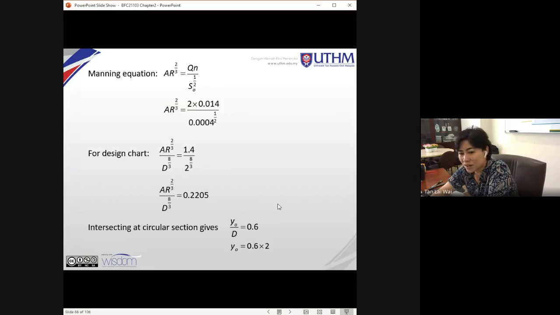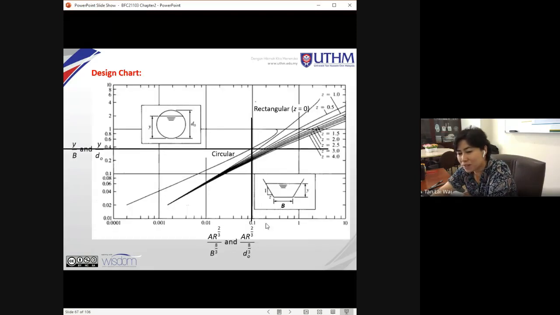Using design chart, it's very simple. You don't have to do try and error. You just draw a straight line from the circular section, intersect with your circular line diagram, then you can read your Y over D naught. Your value is about 0.38 times D, which is 2 meter, so you are going to get 0.76.